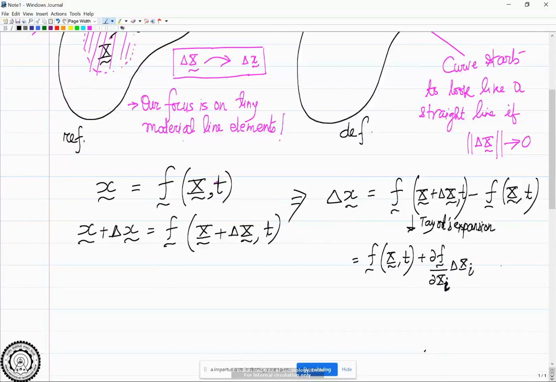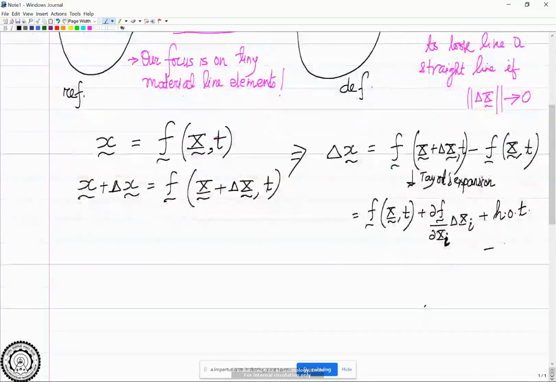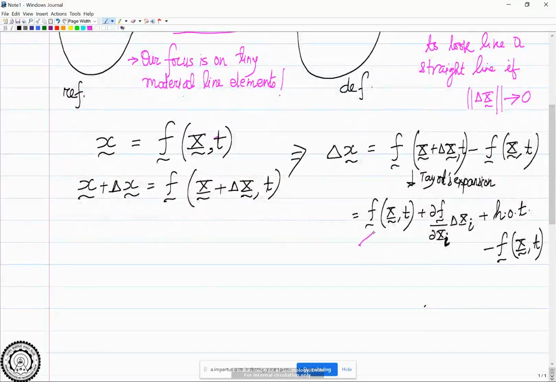And there is no differentiation with respect to time because time is the same t. It is not t plus delta t. And then I subtract, well, then I have higher order terms also, right? Higher order terms. So I'll just write it as plus h o t, higher order term. And then we subtract f of x comma t. Okay, and you can see that the first and last cancel. So these two cancel.